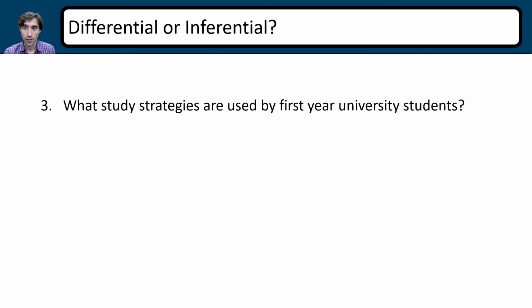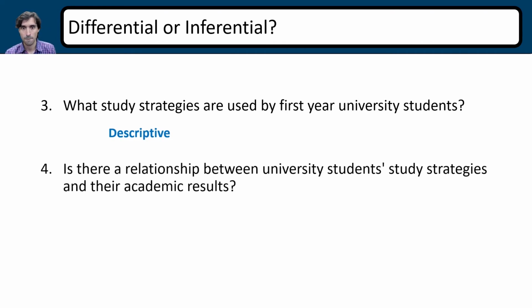Let's try two more. What strategies are used by first-year university students? How would you go about this? Well, you might go around and ask, hey, what are your strategies? And then you tally up what they like to do. Oh, I like to write on my hand. Oh, I just cheat. Oh, I just don't even do any work. Oh, well, actually, I use Google Chrome for everything. Are you making any inferences? No. So this would be descriptive. You're just checking some boxes to see what students are doing.